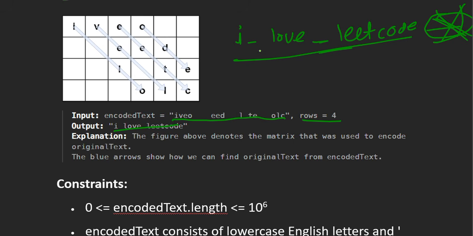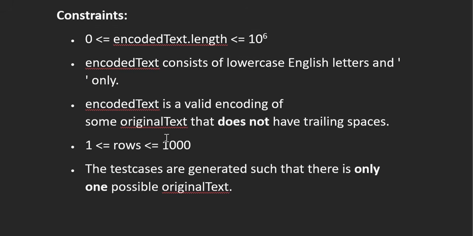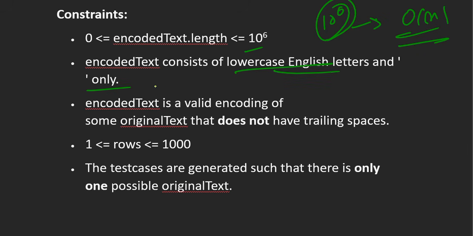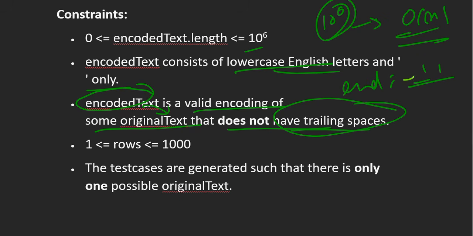So I hope you get the question. Let's move to the constraints. The encoded text length can be up to 10^6 elements, right? So we have to think of some big O of N solutions. The encoded text consists only of lowercase English letters and spaces. And the encoded text is a valid encoding of some original text, meaning for every encoded text there is some original text as the answer. And this original text will not have any trailing spaces. Trailing means ending spaces, right?